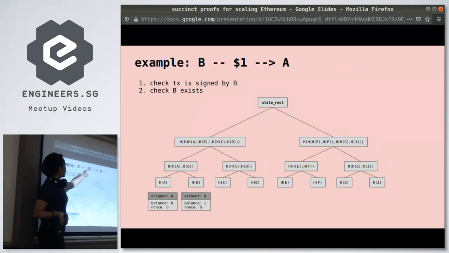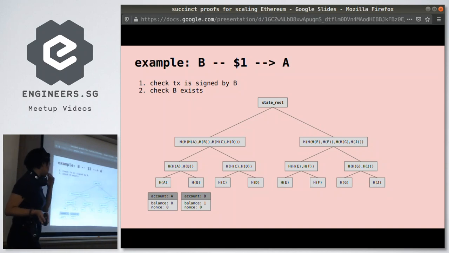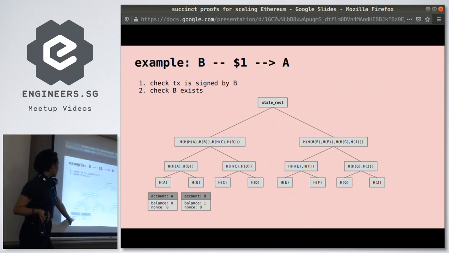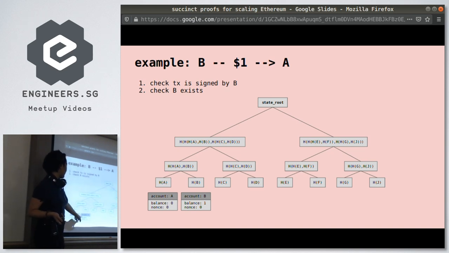So Bob is sending $1 to Alice. You can see Bob's leaf over here and Alice's leaf at the extreme left. So we receive this transaction from Bob, right? The first thing we do, we're the operator, first thing we do is we check that Bob signed it. So this is an ECDSA algorithm. And we check that Bob actually exists in this state tree.